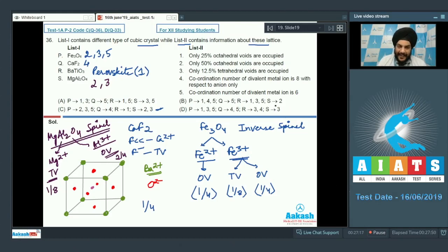So we have the correct matching for this question. So P will be matched with 2, 3 and 5. Q will be matched with 4. R will be matched with 1 and S will be matched with 2, 3, which is given correctly in the C option. So for this question, students, we have to mark the correct answer as option C.